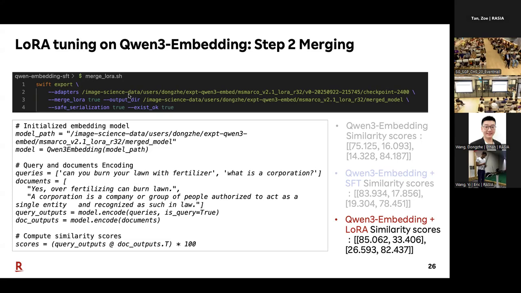As reference, you can see Qwen3 embedding is our base model, and it gives certain similarity scores, 75 and 84. And if we do SFT, which is a full fine tuning, then your similarity score will increase to 83. But surprisingly, by only LoRA tuning around 3% of the whole parameters, we got even higher similarity scores, 85 for the first pair and 82 for the second pair. Okay, so it's quite powerful considering the trainable parameters that we have used.